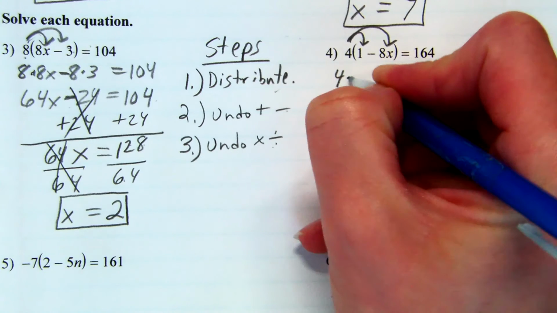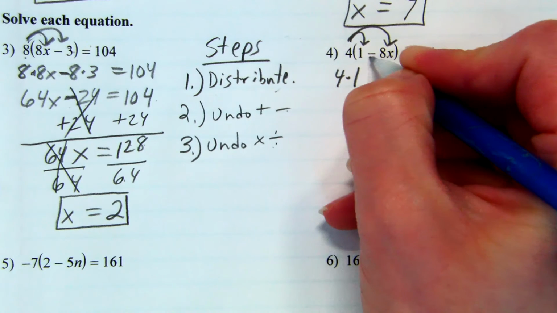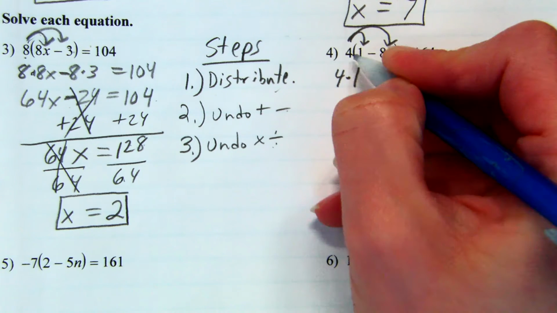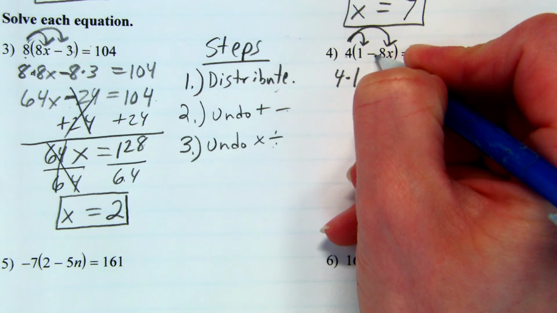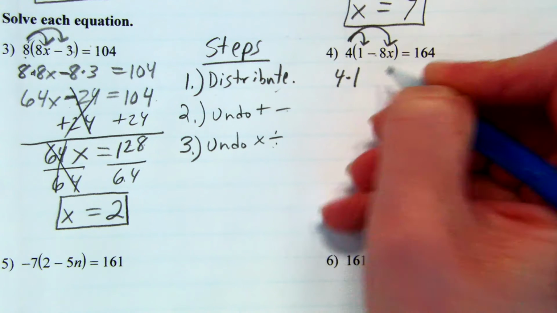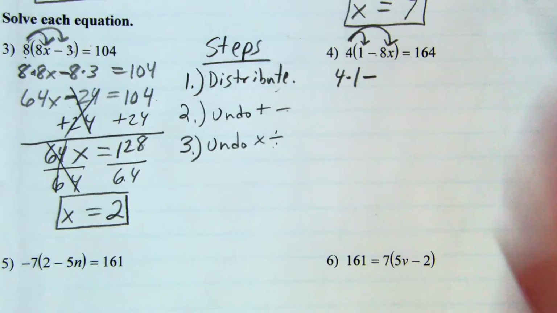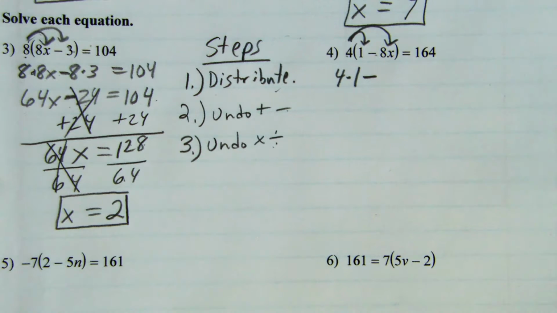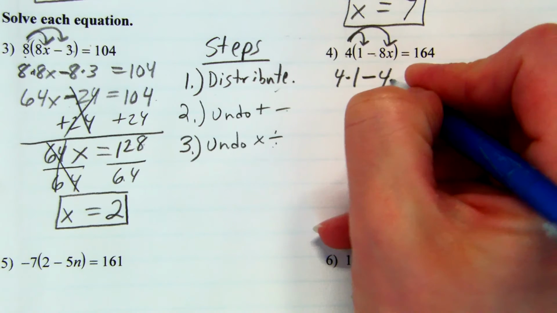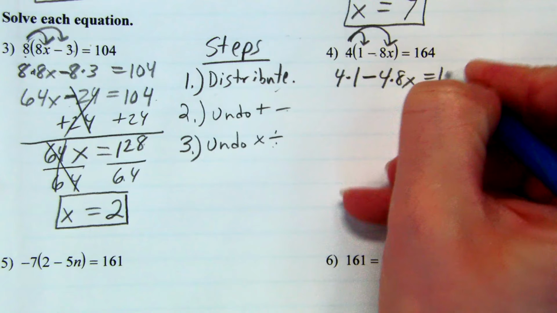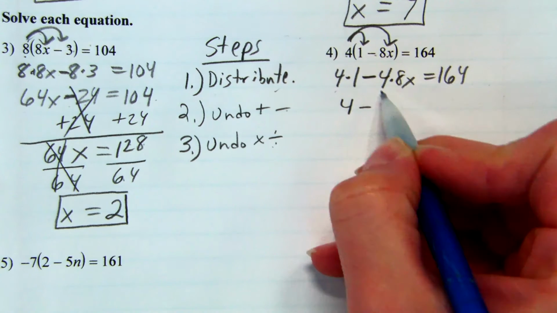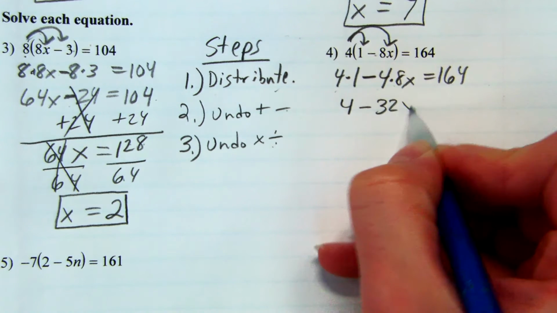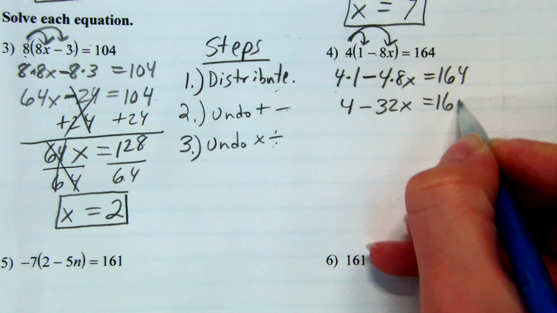So I'm going to have 4 times 1, and then I have just one minus there, so I know if I take a positive times a negative, different signs give me negative. So I'm going to go ahead and just put a minus sign there. That way that's taken care of. I don't have to worry about it. And then I'm going to take 4 times 8x. Okay? So 4 times 1 is 4. 4 times 8 is 32. And it looks like this.